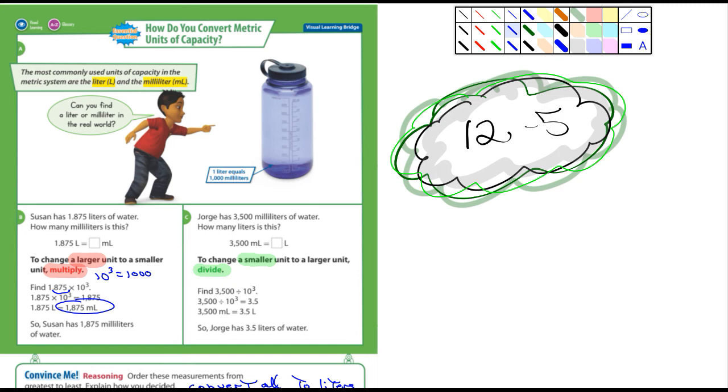And then over here, what have we got? We're dividing by 1,000. And so divided by 10 to the third, again, that's the same thing as 1,000. And so you move the decimal 3 places, but this time you're moving the decimal to the left. So in 3,500, where's the decimal? It's right there. And so if we move it 3 places over, it's between the 3 and the 5, and that's what they've done there.